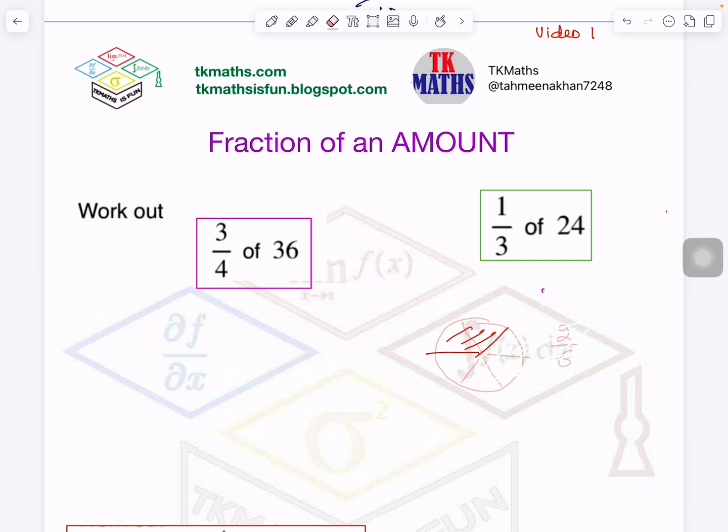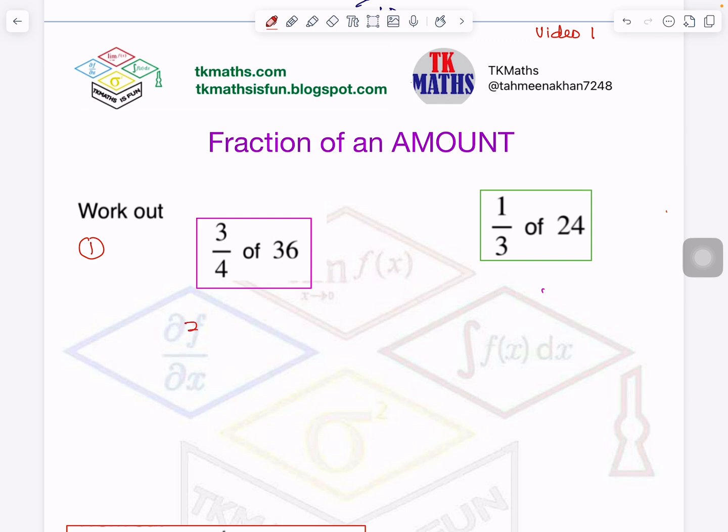Now we will see when a question is given, how do we solve it? Sometimes it is very simple. Sometimes we have to calculate. We cannot do it mentally. For example, let's see case number 1: 3/4 of 36. Now 36 could be anything. Let me say these are toffees, 36 toffees.